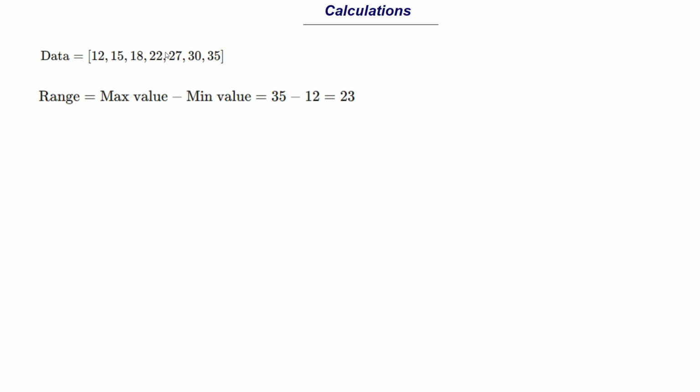We just take the maximum value and subtract the minimum value. So here the maximum value is 35 and the lowest value is 12. So you subtract 12 from 35 and you get 23, right? So you have this 23 over here.